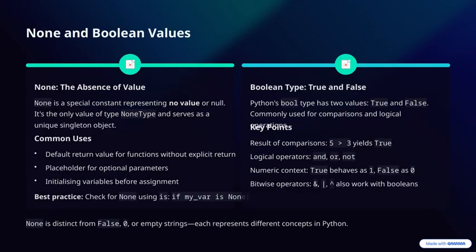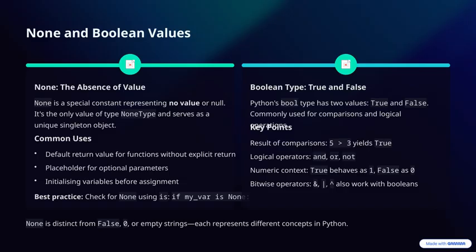Let's talk about None and Boolean values in Python. First, None represents the absence of a value. It's a special constant, uniquely serving as a placeholder for nothing or null. There's only one instance of None, of type NoneType, which makes it a singleton object. Now, why do we use None? It's commonly used as the default return value for functions that don't explicitly return anything, or as a placeholder for optional parameters. Plus, it's handy when initializing variables before assigning them actual values.